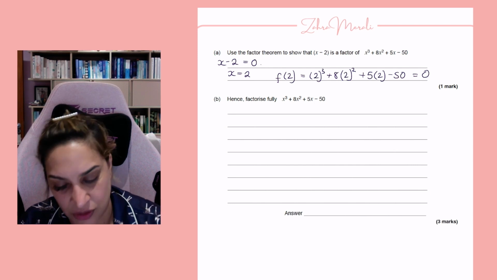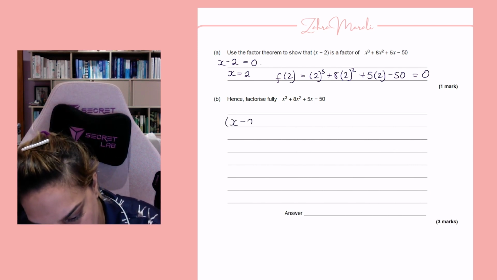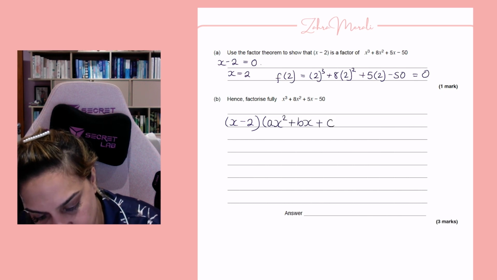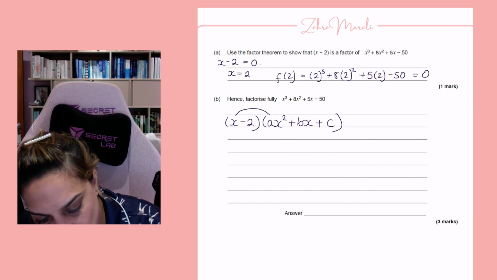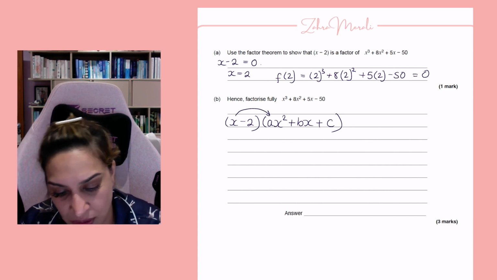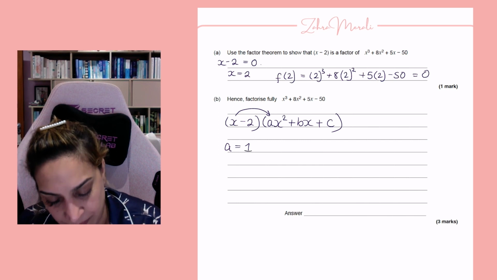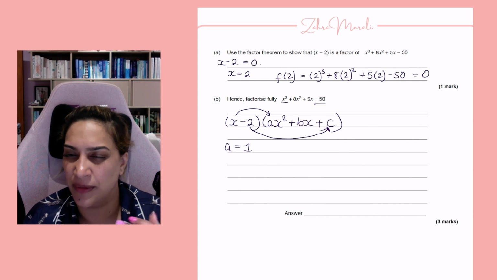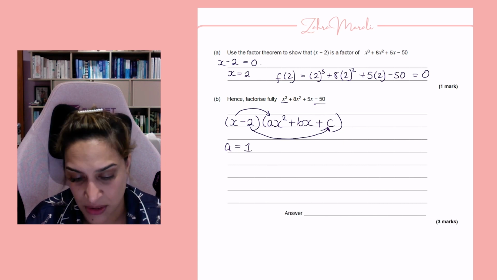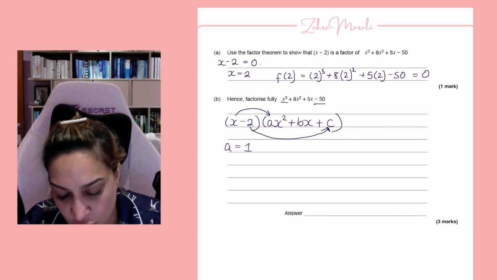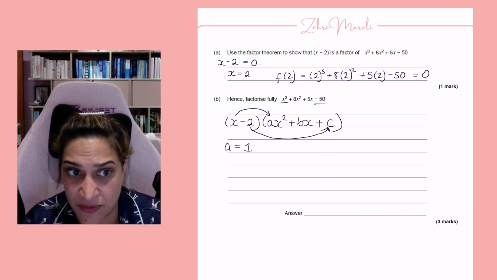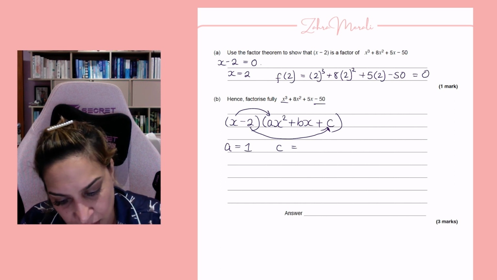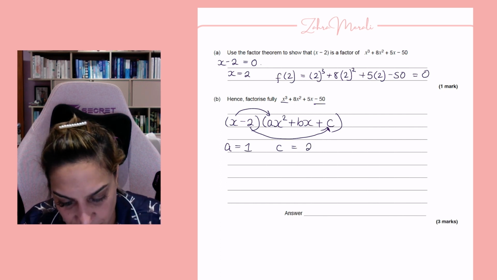Okay, so I'm going to show you the method I talked about at the end. We're going to do this multiplied by some ax squared plus bx plus c. This is the only place I can get x cubed. So I can say a equals 1. The only time you get your 50 or your constant is the last two. So minus 2 times something gives me minus 50. So that something must be, I want it to become a minus, so it must be plus 25.